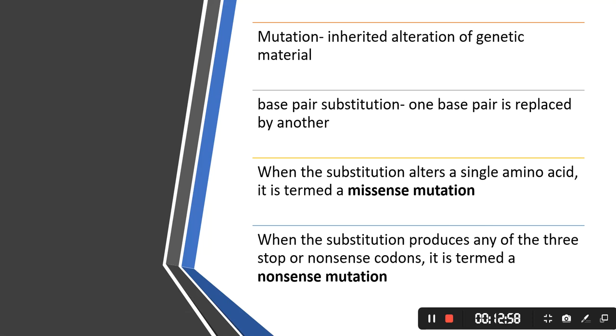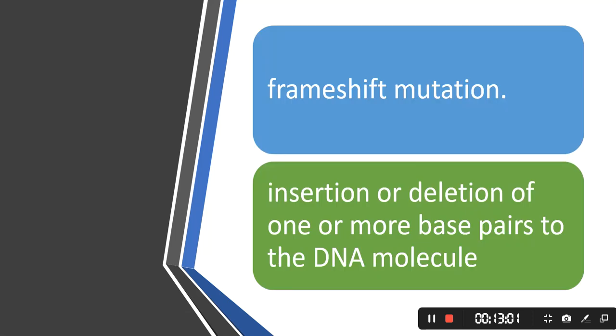I'm just helping you. The other kind of mutation is known as frame shift mutation, when there is either an insertion or a deletion of one or more base pairs. So either one of the base pairs will get inserted or one of them will get deleted. That is known as frame shift mutation.